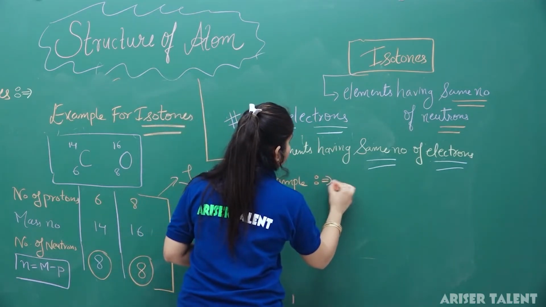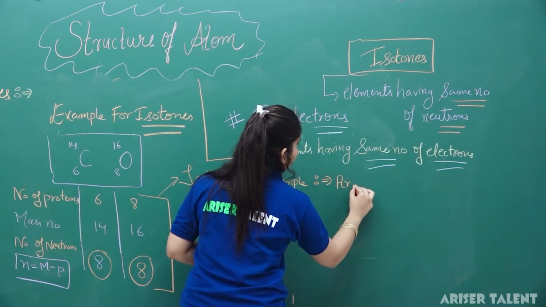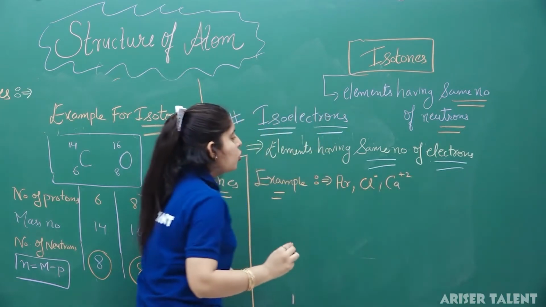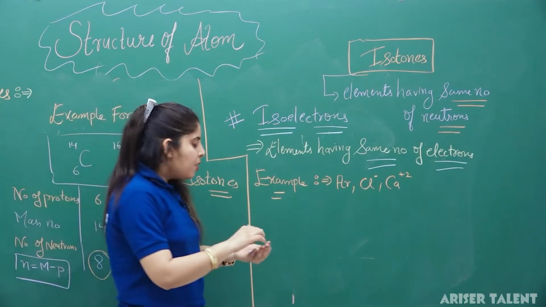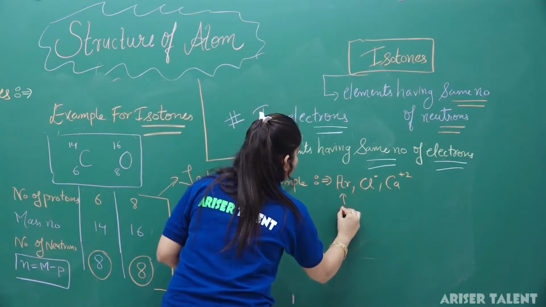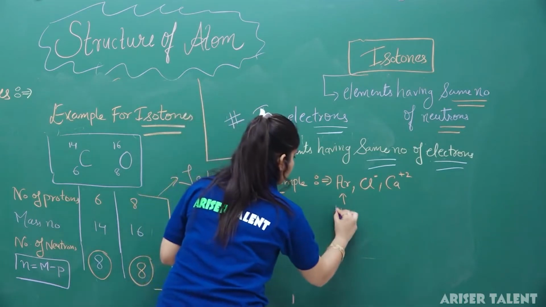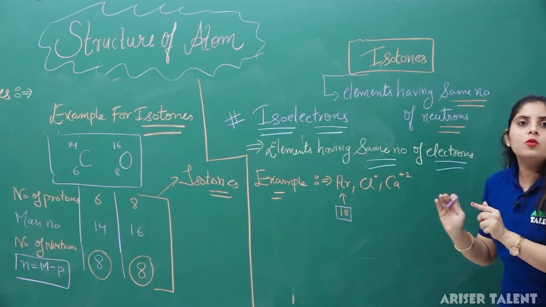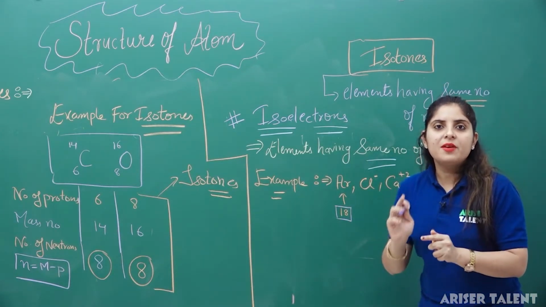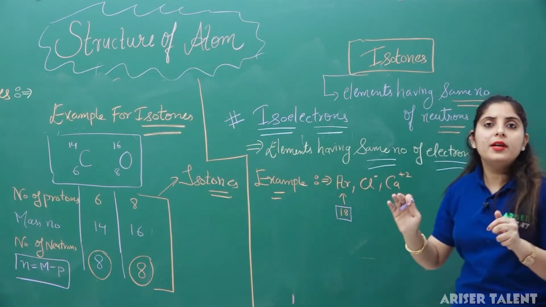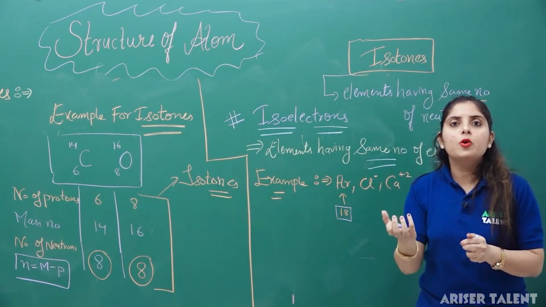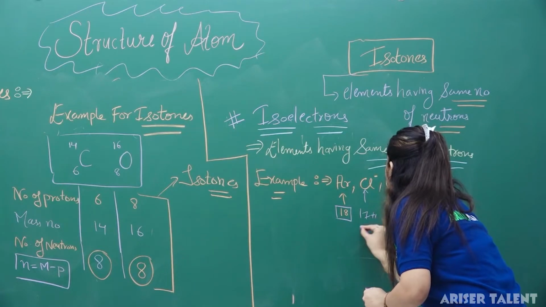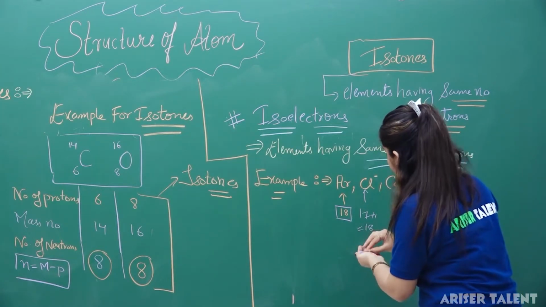Suppose we have argon, Cl negative, Ca plus 2. We know that the atomic number for argon is 18. See, chlorine has a negative charge on it. We know that chlorine has an atomic number of 17 and a negative charge on it. It means it has acquired one electron from a neighboring atom. So we have 17 plus 1, that is equal to 18.